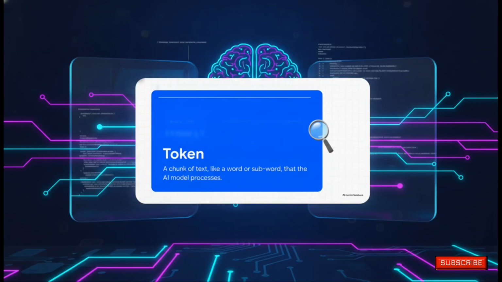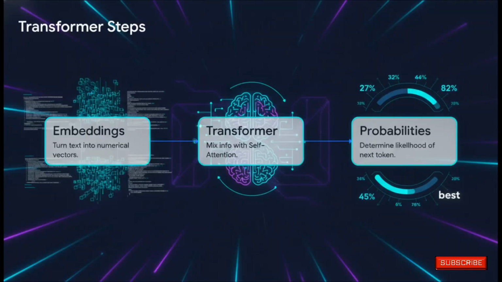Before a model can process any language, it chops your text into tiny little pieces called tokens. A token could be a full word, a piece of a word, or sometimes just a single character. The model reads your prompt one token at a time, and when it replies, it is literally building that response token by token. And the engine doing all the heavy lifting here is the transformer architecture, which hit the scene back in 2017. Here's the magic trick in 3 steps.